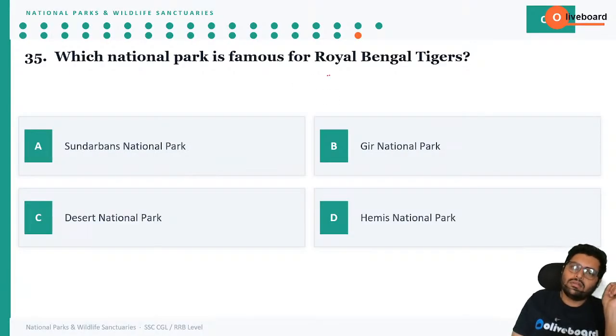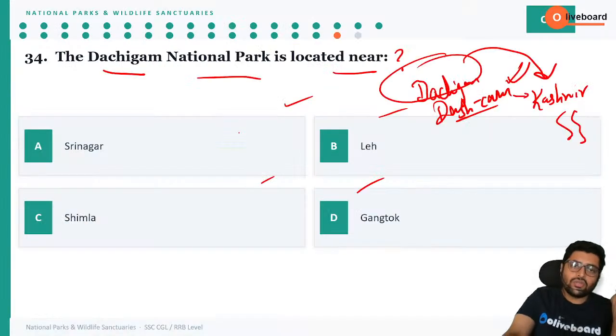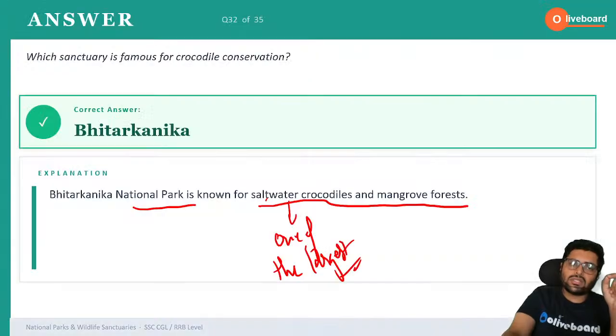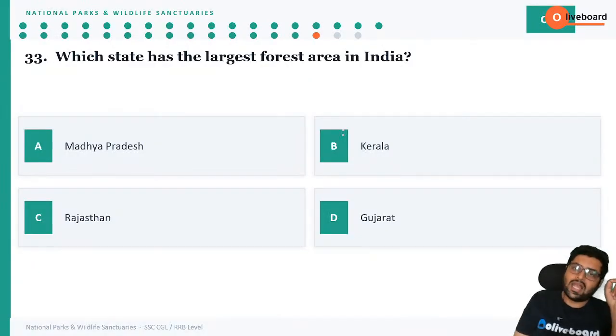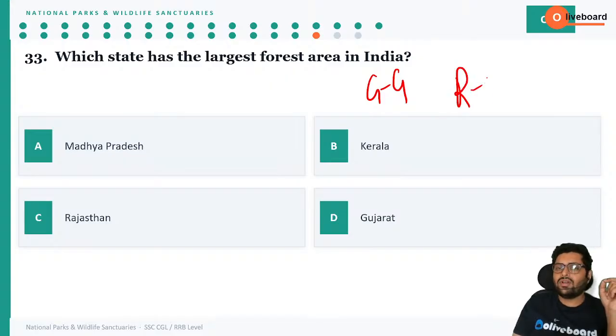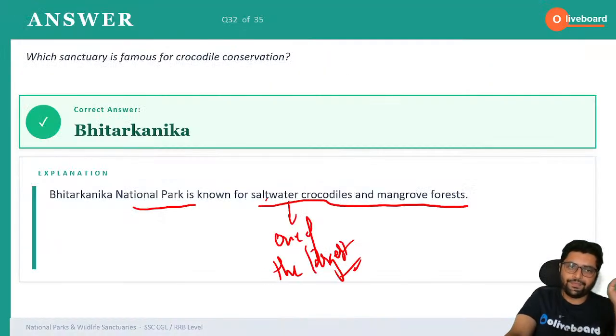Royal Bengal tiger. Which national park is famous? Very famous: Sundarbans. Right? So you need to evolve such tricks for yourself. Like I told, G for Gir, G for Gujarat, R for Ranthambore, R for Rajasthan. Like this, you have to remember. Okay. So I hope there are no doubts. I hope we are all good. You liked the session, correct?